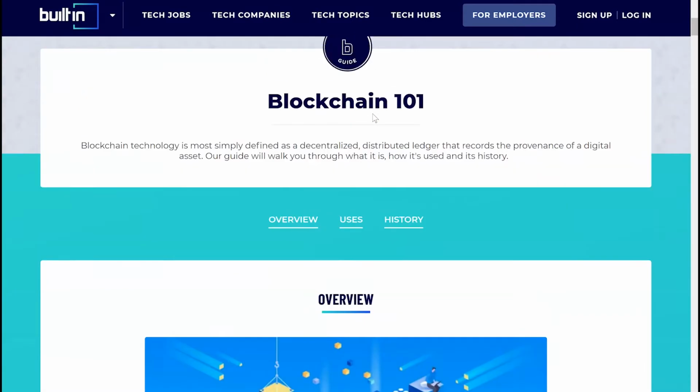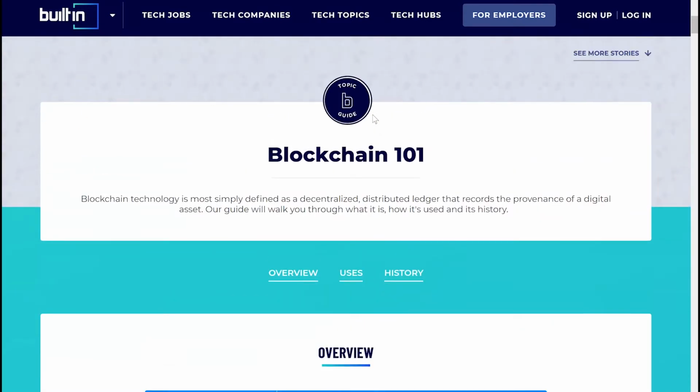Blockchain 101. Now, this website is builtin.com/blockchain. I will put the link down in the description. Now, blockchain technology is most simply defined as a decentralized, distributed ledger that records the provenance of a digital asset. Our guide will walk you through what it is, how it's used, and its history.